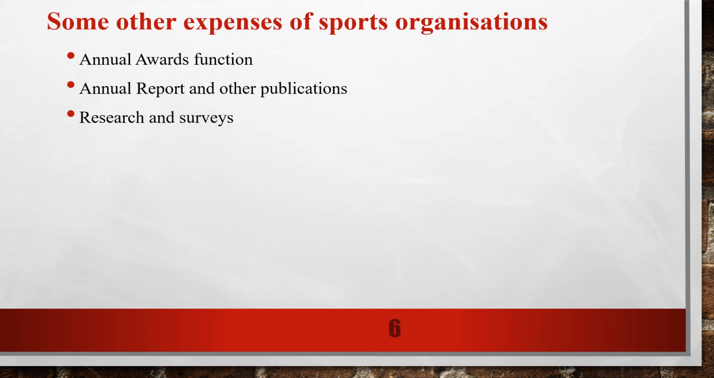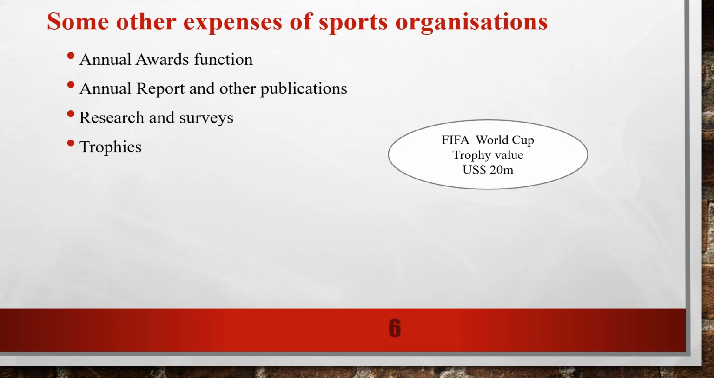Research and surveys. Organizations spend money on detailed research to see how best the sport can be developed and progressed and improved. They also conduct surveys and take feedback from stakeholders to improve the quality of the events and other offerings. Trophies. They obviously spend money on the trophies for all their competitions, and some of these trophies can be quite expensive. For example, according to estimates, the revolving FIFA World Cup trophy is worth around $20 million. This trophy is given to the winners to keep for a while and is then returned to FIFA, and the winners receive a gold-plated replica which they can keep.